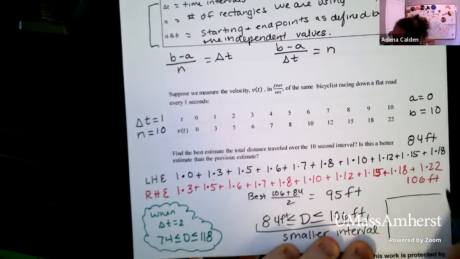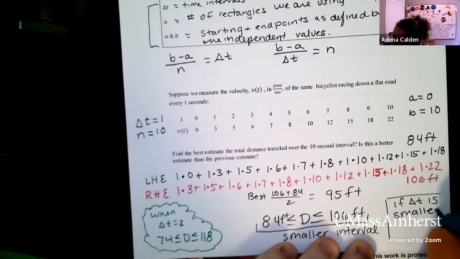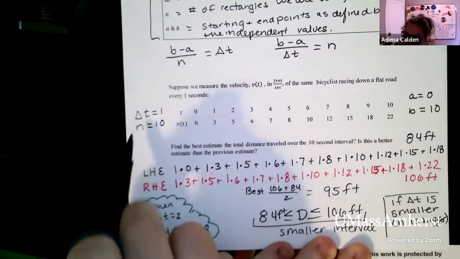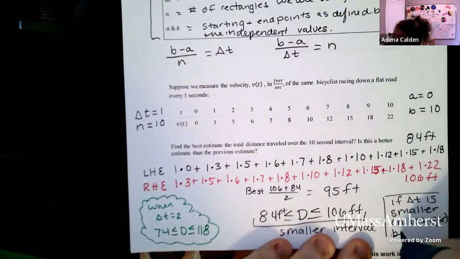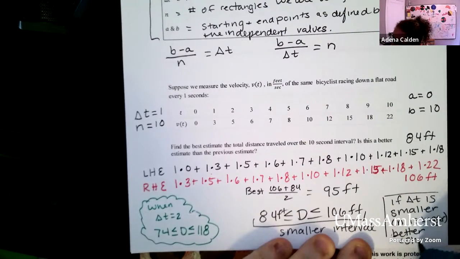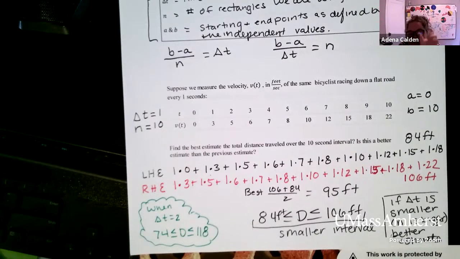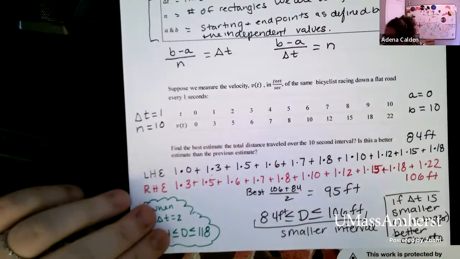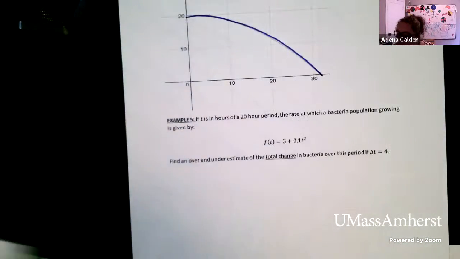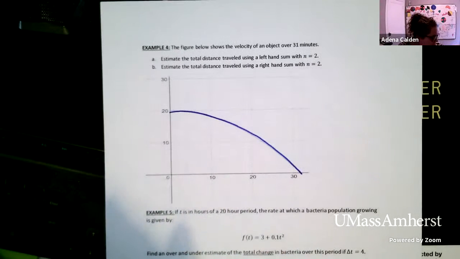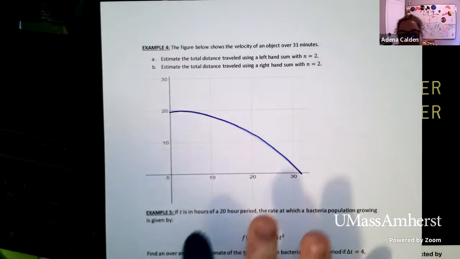So what does that mean? That means if delta t is smaller, which is the same as n is bigger, because those are related, as delta t gets smaller and n gets bigger, we have a better estimate. Now, why is it better? Because we're fitting in more triangles, right? So instead of 5 triangles, we're fitting in 10 triangles that are skinnier, which means there's less room for error in how much we overestimate and underestimate. Okay, so we need to think about how this is going to help us think about things and figure it out, which hopefully we'll have time to get to, but we'll see.